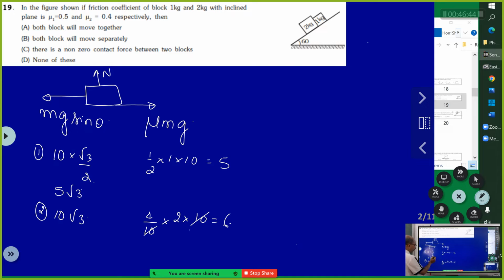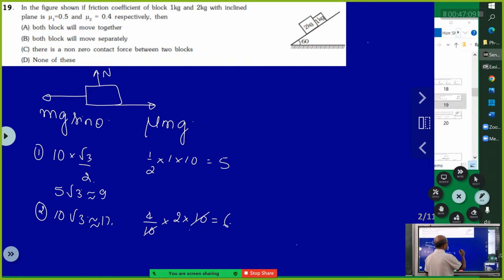So here 5 root 3 will be approximately 9, and 10 root 3 will approximately be 17.3. So in both the cases, it is going to slide. Hello, are you with me? Yes, sir. Both the cases, it is going to slide. No doubt about it.